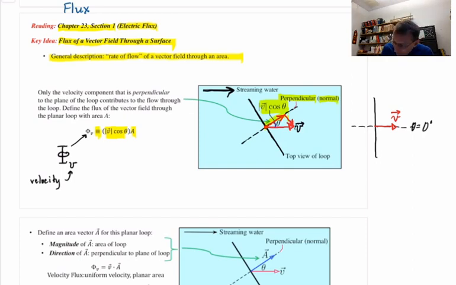Conversely, what if I hold the loop so that it is kind of edge on to the water? The water is coming at it edge on. The perpendicular direction is that way. But the water flow, the velocity direction, is still to the right. Now the angle theta is exactly 90 degrees. And in the flux formula, I take the cosine of 90, I get 0. There is no flux in that case because the water is just skimming along the surface, not piercing, going through.